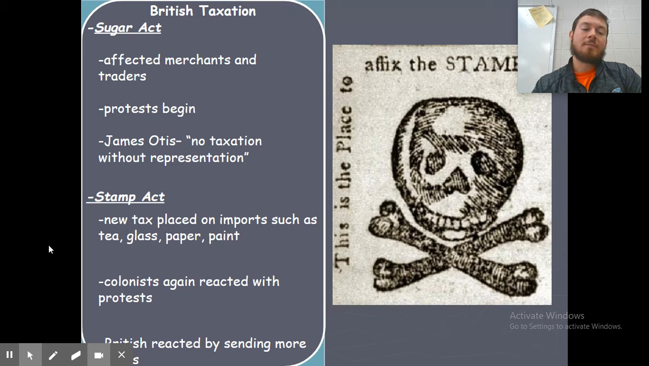So then you have the Stamp Act, the new tax placed on imports such as tea, glass, paper, and paint. And if you think about these things, they are pretty important to colonial life. You need glass, you need paper to write, and you need paint in order to make your wood and things last longer, because it serves as a protective barrier from the elements. The colonists again reacted with protest. The British reacted by sending more troops into the colonies.